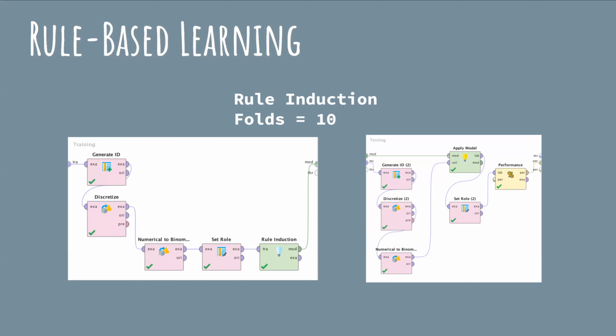All right, next moving on to rule-based learning. We're going to start off with rule induction, and we use 10 folds for this one. At the bottom left, you can see the training process that we use to train our data, which started with generating IDs, discretizing our data, then converting it from numerical to binomial, then setting the role, and lastly, using rule induction. On the bottom right, you can see the testing process, which applied that model, and then we use a performance operator to get the accuracy.